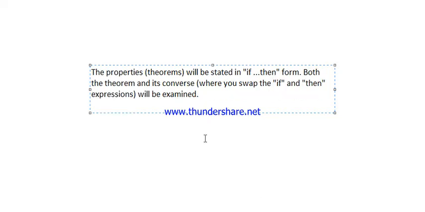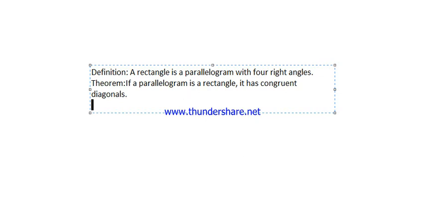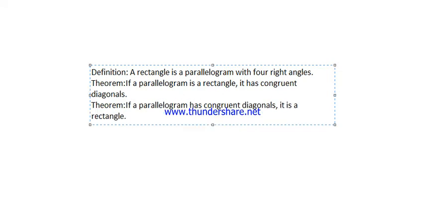The properties or theorems will be stated in if and then form. Both the theorem and its converse, when you swap the if and then expressions, will be examined. Let's go back to the definition. A rectangle is a parallelogram with 4 right angles. Theorem: if a parallelogram is a rectangle, it has congruent diagonals. Another theorem: if a parallelogram has congruent diagonals, then it is a rectangle.